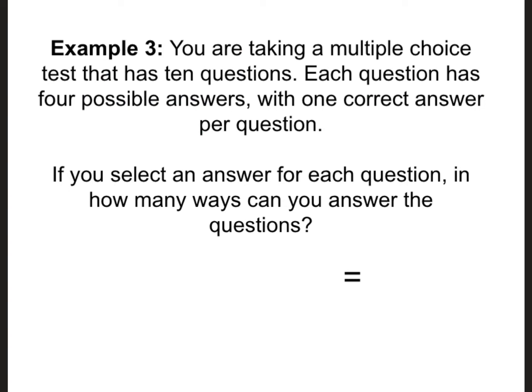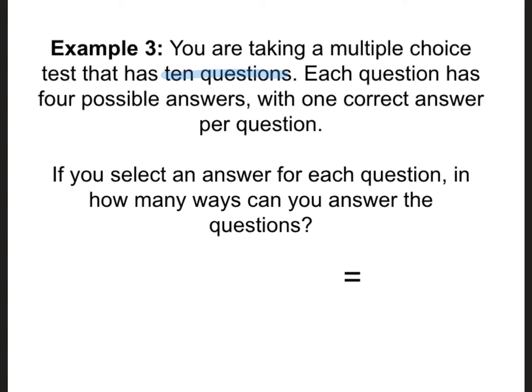Example 3 says you're taking a multiple choice test that has 10 questions. Each question has 4 possible answers with 1 correct answer per question. If you select an answer for each question, in how many ways can you answer the questions? So the first thing I have to figure out is how many decisions am I making? Well, we know right off the bat that we are taking a multiple choice test that has 10 questions. So I'm going to have to choose 10 answers.